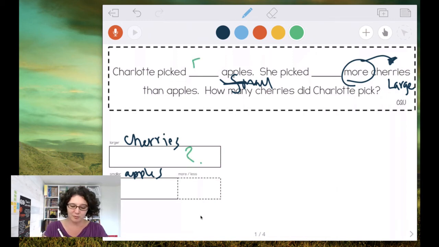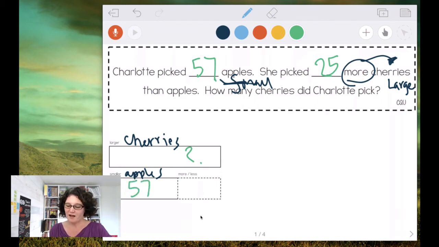So in this problem, let's pretend it's 57. That was a really bad 7. So let's try that again. It's 57, and she picked 25 more cherries than apples. My handwriting is really bad on iPads, and so I'm doing my best, but you get the idea. It's not a handwriting test, it's a math test. So in the problem, Charlotte picked 57 apples. So here's our apples.